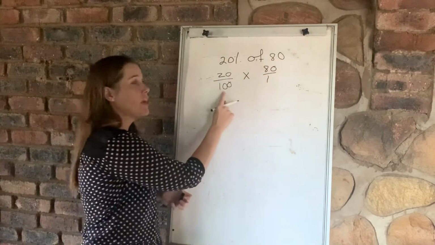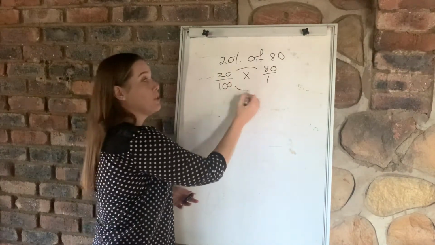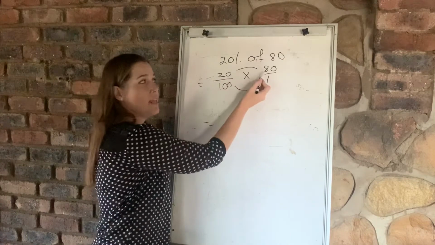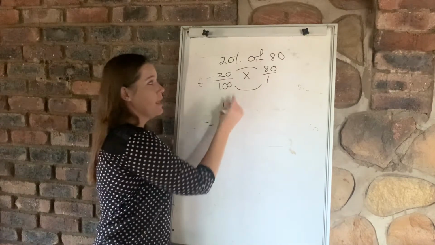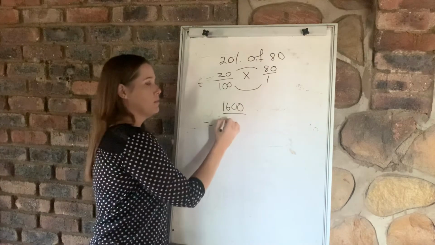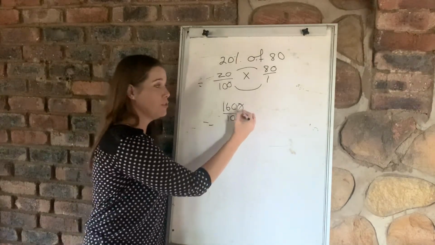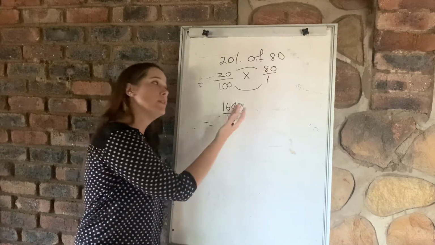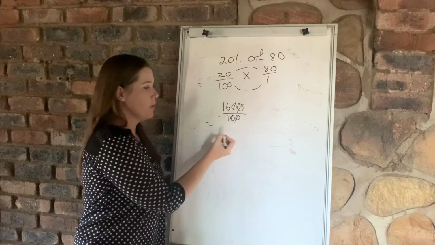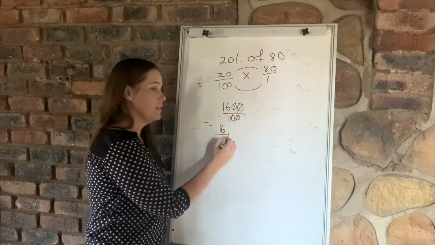And now because I have a fraction on this side and a fraction on this side, I can just multiply the top with the top and the bottom with the bottom. Now the easiest way to do it is to say 2 times 8 is 16, and you bring down your 2 zeros. 100 times 1 is 100. Now because I have zeros at the top and the bottom, I can cross out 2 zeros. If I only had 1 zero at the top, then I could only cancel out 1 zero. 16 divided by 1 is 16. So 20% of 80 is 16.